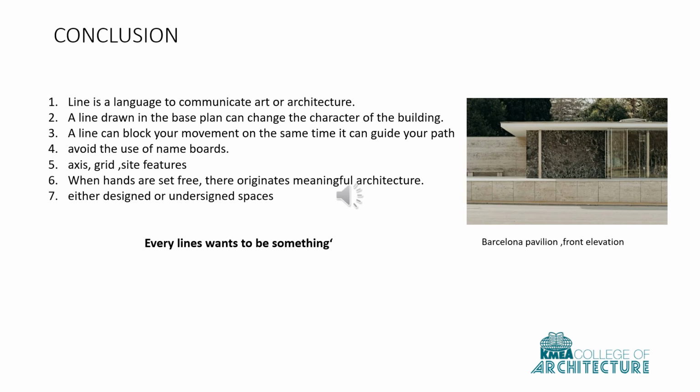Conclusion. Line is a language to communicate art and architecture. An artist or architect uses lines to convey his emotions and ideas. A line drawn in a base plan can change the character of the building, how people should move inside, and how the space should be.